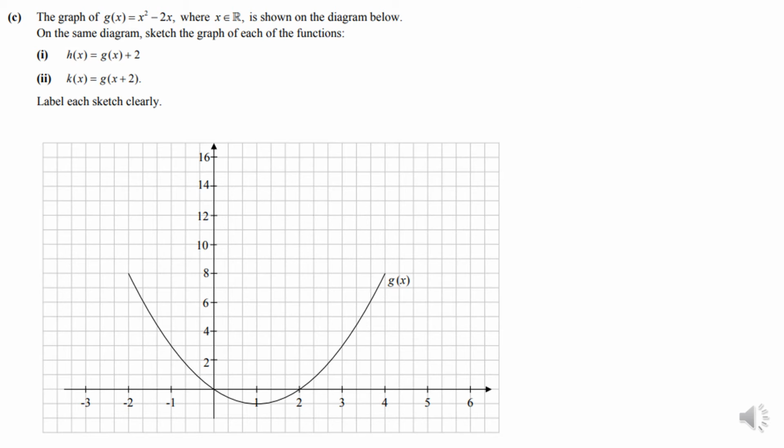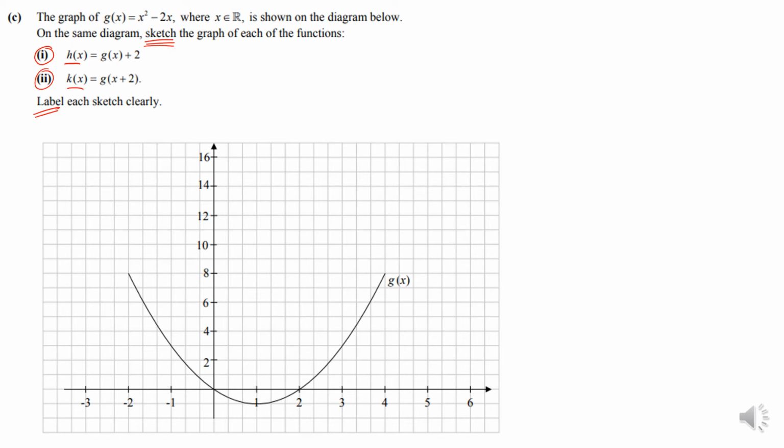Part C, the graph of g of x equals x squared minus 2x is shown on the diagram below. On the same diagram, you have to sketch the graph of each of the functions, h of x and k of x. We'll look at them more closely in a minute, okay? But first I will bring your attention to this word sketch. It means you don't have to go away and generate tables of points for each of the functions. We'll find some key points and join them up in the general form we expect, okay? And we're asked to label each sketch clearly.